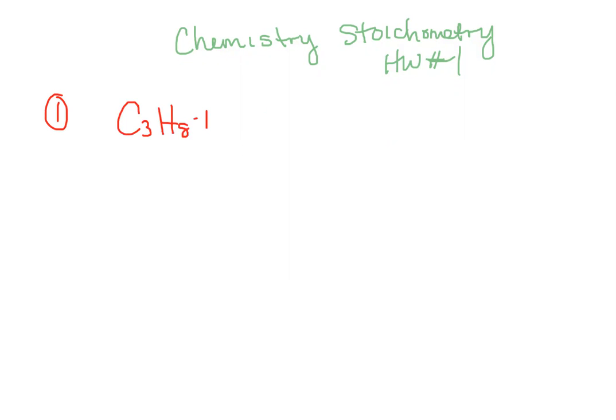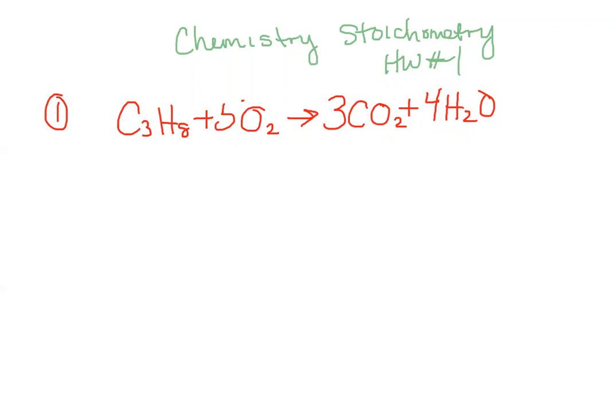C3H8 plus O2 gives CO2 plus H2O. We've got to go ahead and balance this first. How in the world do we balance it? Well, we're going to have to put a 3 here to get 3 carbons. Then we've got 8 hydrogen, so we're going to have to put a 4 here to get 8 hydrogen. That gives us 6 plus 4, that gives us 10 oxygen, so we've got to put a 5 there. So now it's balanced. So I'm going to set it up for you, and you are going to finish it.